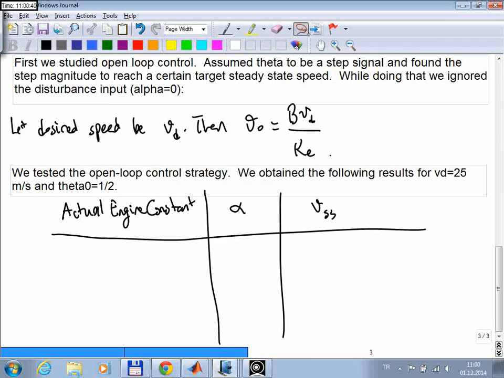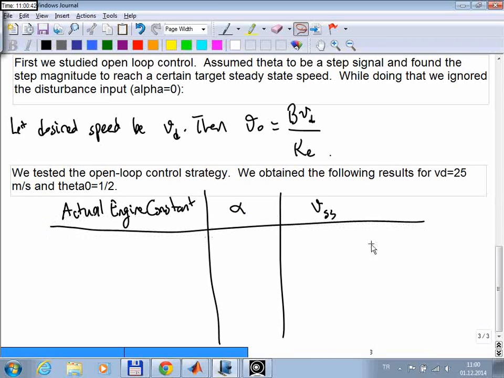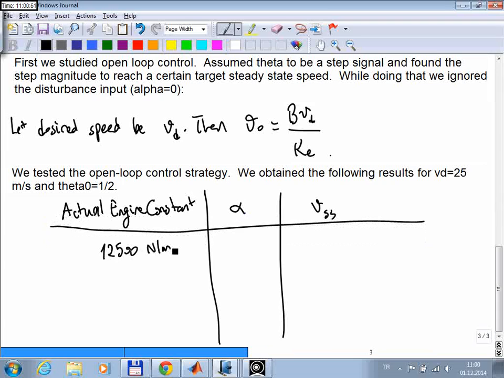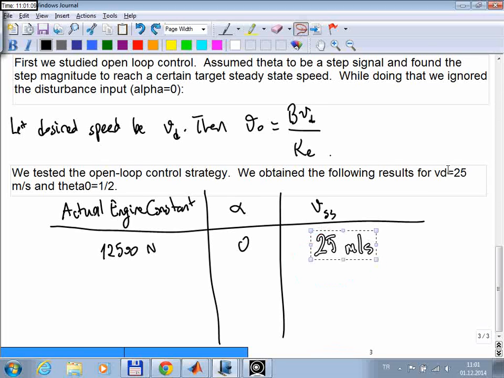Okay, so the first case is the ideal case. In the ideal case, the engine constant is equal to what we expect it to be, which was 12,500 newtons, just newtons, I think. And the road inclination is 0. So this corresponds to the ideal case. For this, the steady state speed was 25 meters per second. And this is exactly the same as our target speed. So the target speed was achieved without any errors.